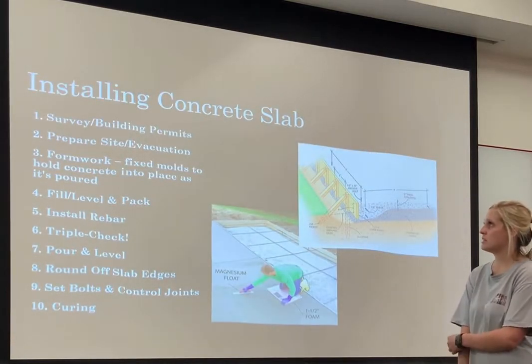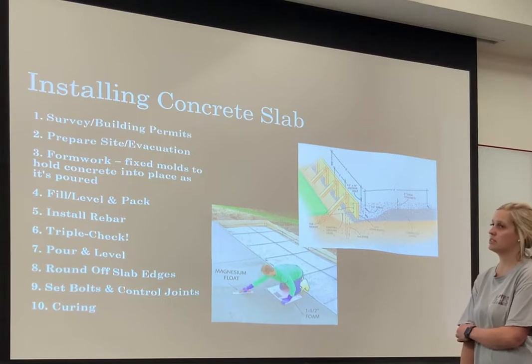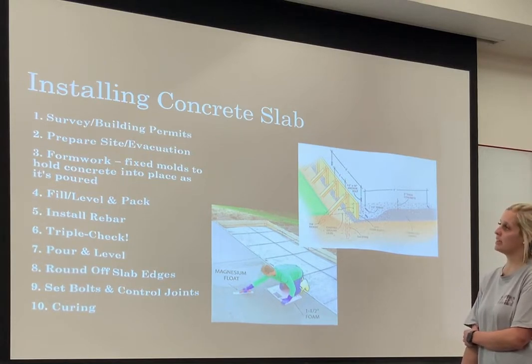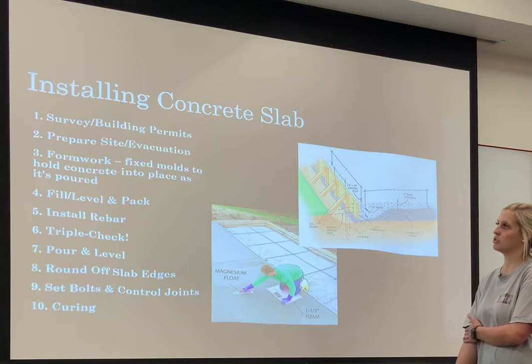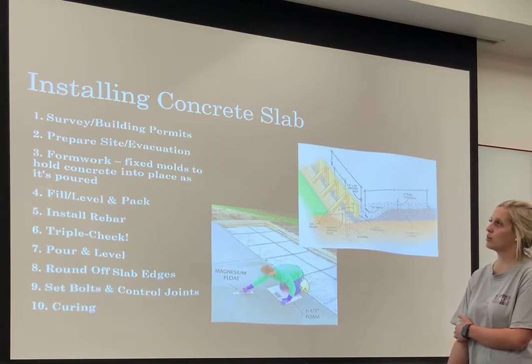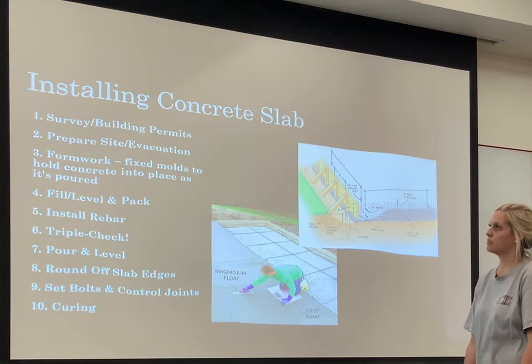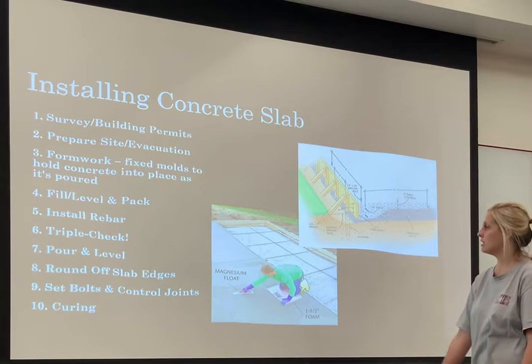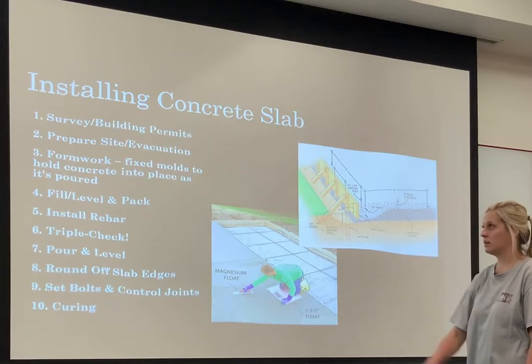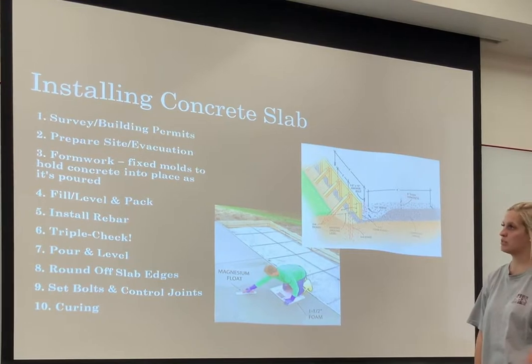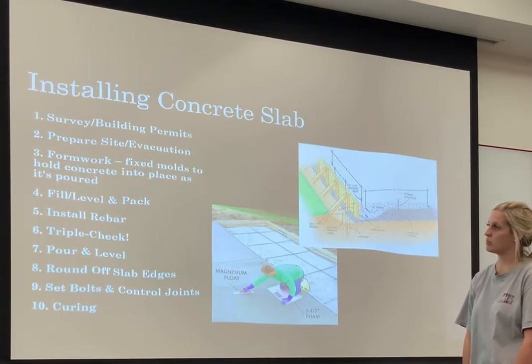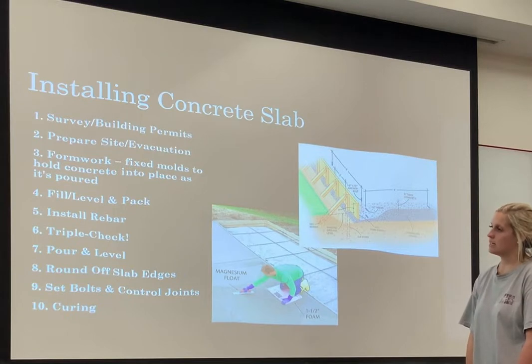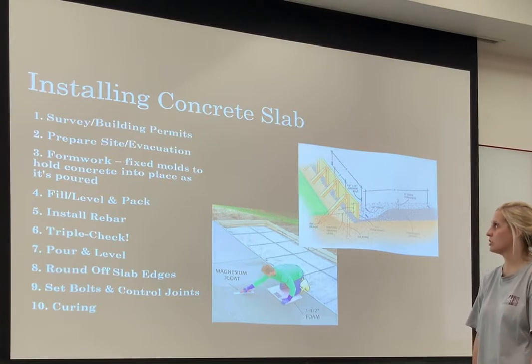Installing concrete, some steps for that are surveying and building permits, preparing the site and excavation, so you're going to level the ground that you're going to build on. Formwork, which is the fixed molds to hold the concrete in place as it's poured. Then you're going to fill, level, and pack inside the formwork. Then you install your grids of rebar and triple check everything before you pour and level. Round off the slab edges, set bolts and control joints, and then you let it cure.